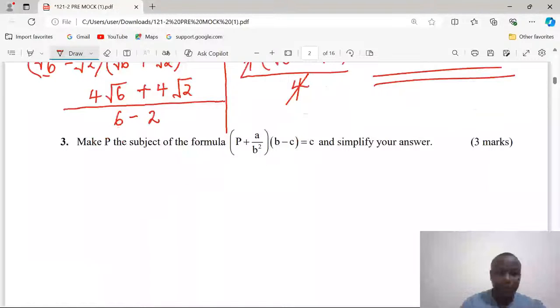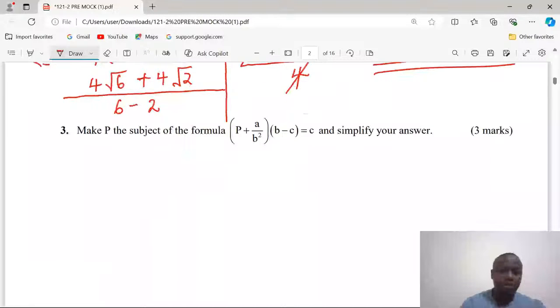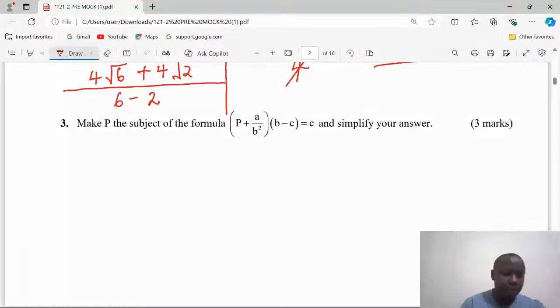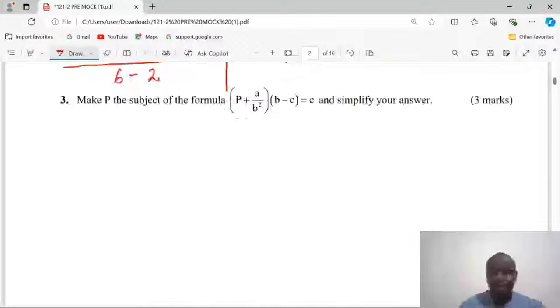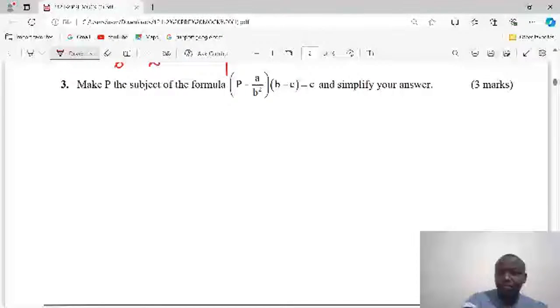Number 3, make P the subject of the formula. Then we are given A divided by B squared minus C equals C, and simplify your answer. So let's now work on this question.